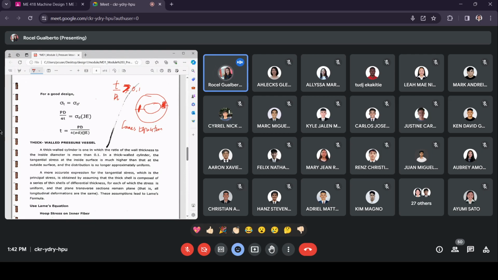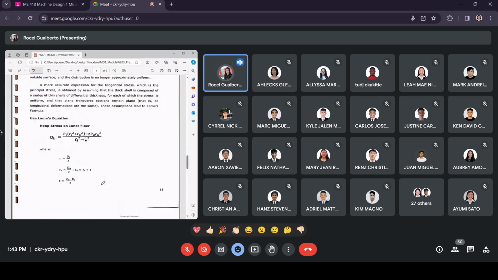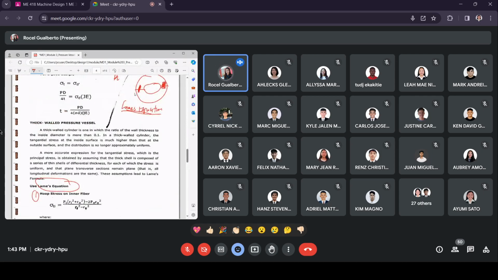When we will be applying this Lame's equation, para masagot po natin at malaman yung particular thickness ng material, how do you do that? We have here our Lame's equation. This is the first one: the hoop stress on the inner fiber.